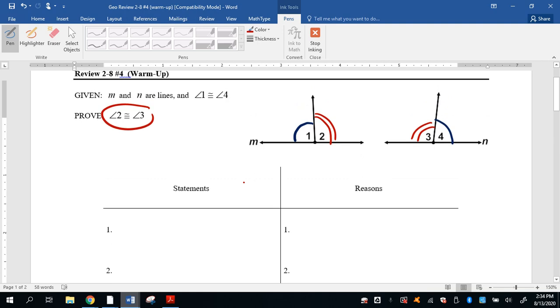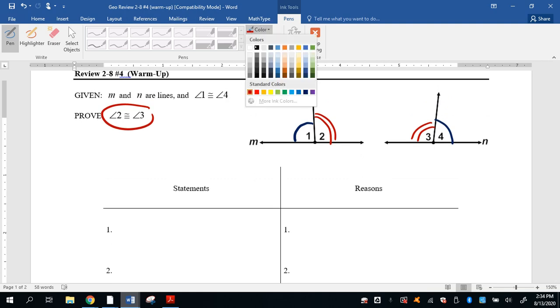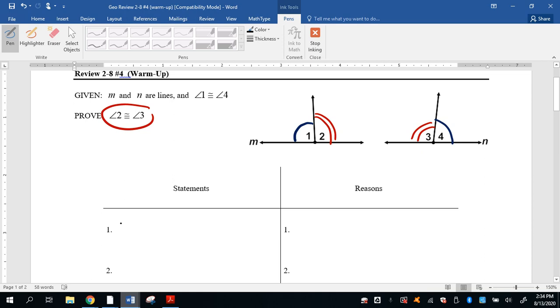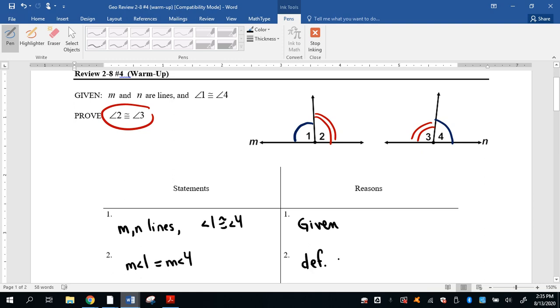So the first thing we're going to do is write the given. The given, we're going to say M and N are lines, and angle 1 is congruent to angle 4. That's the given. Now, one of the first things you should understand is when you see congruence, we need to change it to measure equals measure. So measure of angle 1 equals measure of angle 4, and that is the definition, you can just put def of congruence.